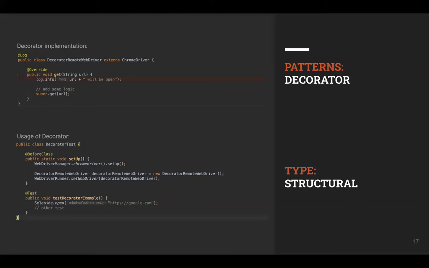You can create a decorator for WebDriver and extend the Chrome driver class. And then using another feature of object-oriented programming, which is called overriding, you should override one of the parent methods from Chrome driver, add some custom logic, and then call method super. And usage of decorator is super easy. Just create a new instance of decorator class and assign it as a driver, as a main driver, and that's it. It's quite useful for logging, for example.